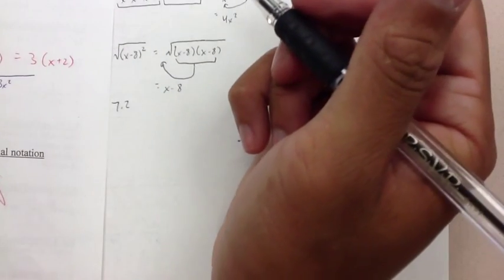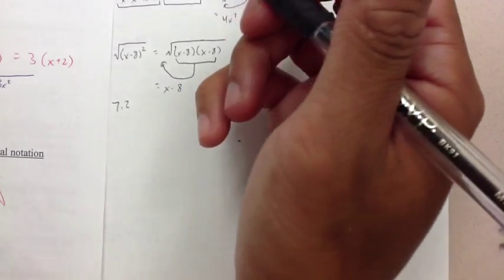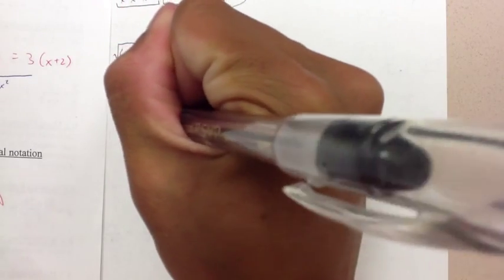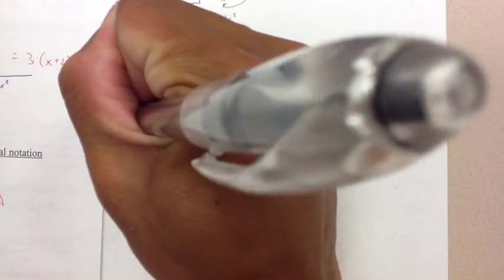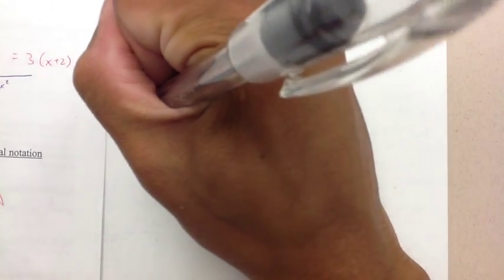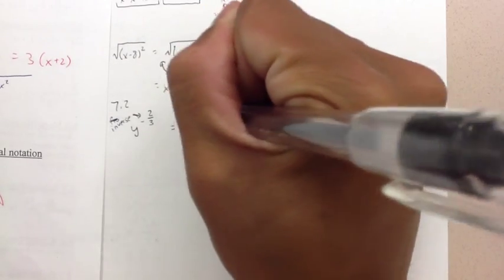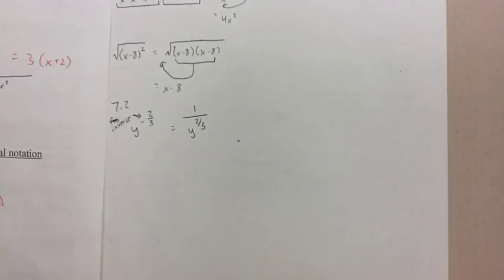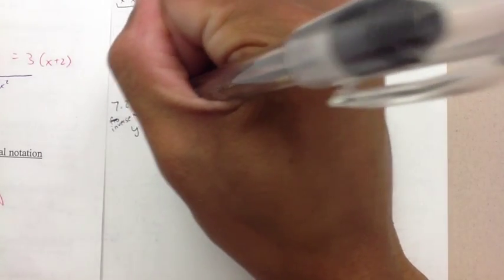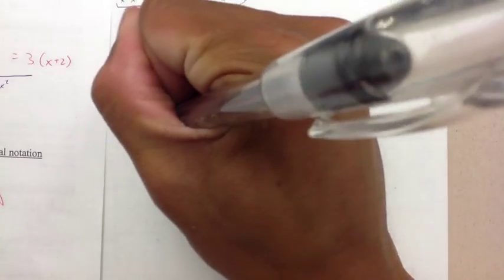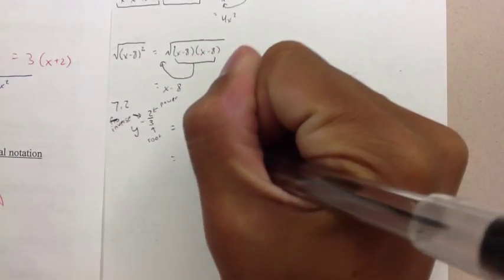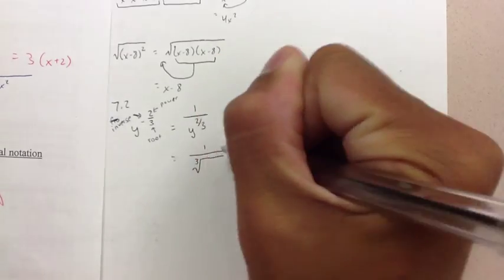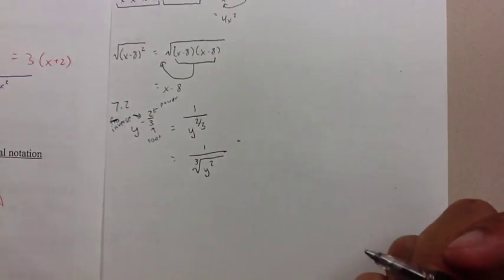In 7.2, we're writing rational and negative exponents and using conversions. If you have y to the negative 2/3, the negative tells you the whole thing is being put into a fraction, or we're going to call that doing an inverse. So that negative puts me here. This 2 is the power, or the exponent itself, and anything in the denominator is your root. So that 3 tells you that I have a cube root of y squared.